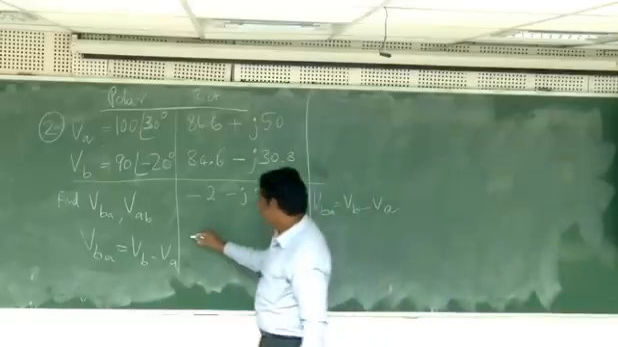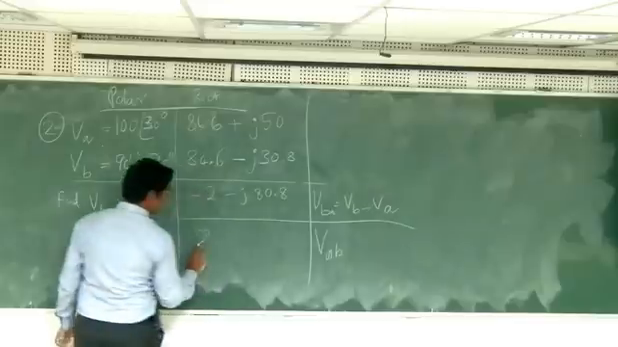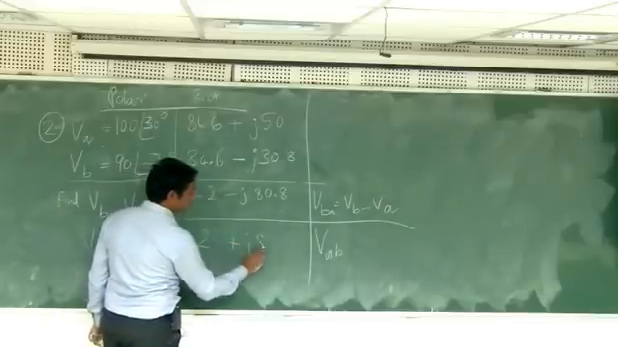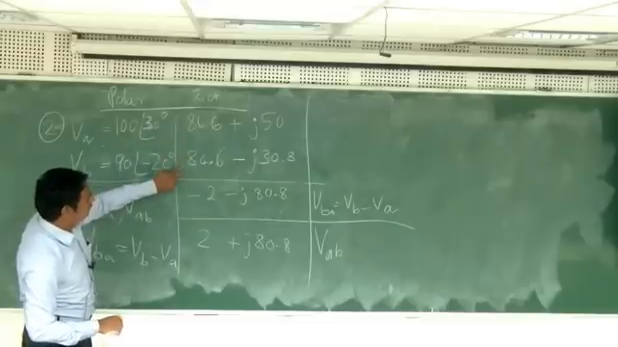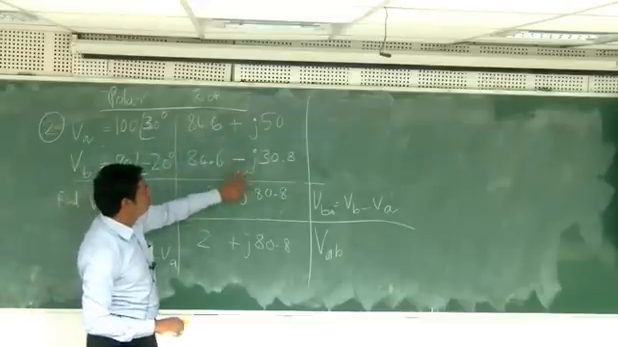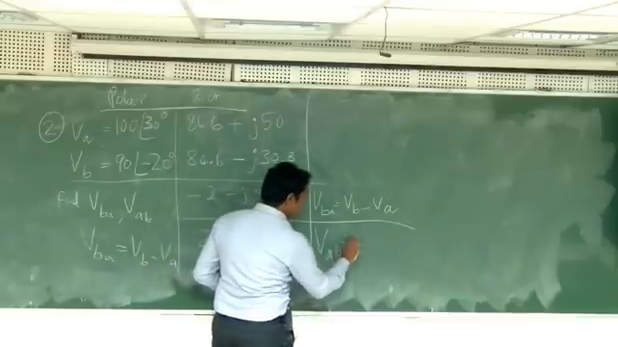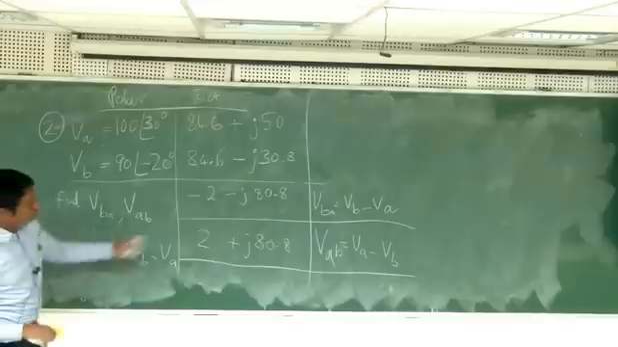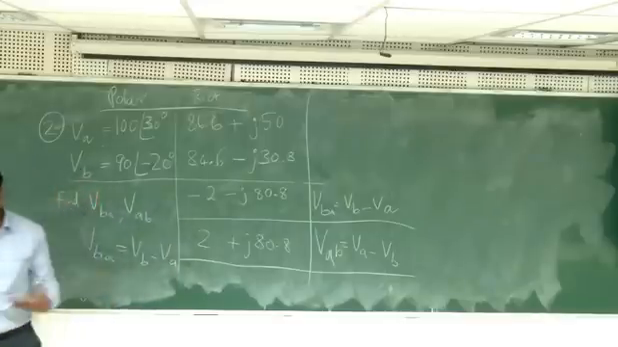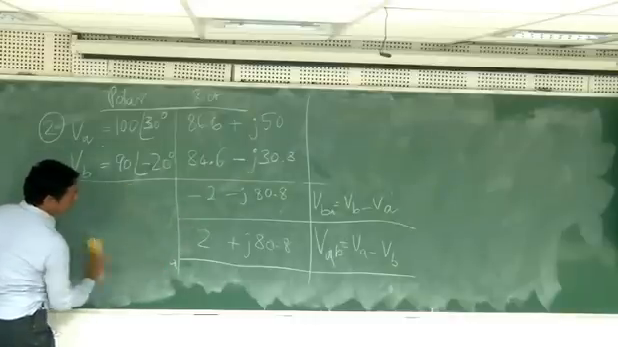What about VAB? I'll just reverse the sign. Or I can say 86 minus 84, it will be 2, and then 50 minus of minus 30, so it will be plus. So this is VAB, this is VA minus VB. However, these two in rectangular form are not that intuitive, and you're not able to clearly get the picture about what exactly is the magnitude. So you convert back into polar form.